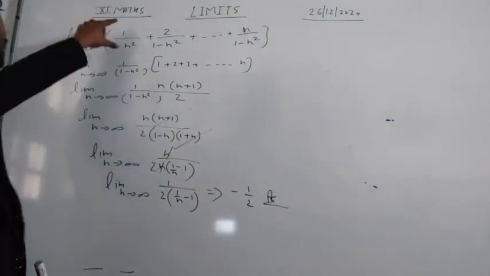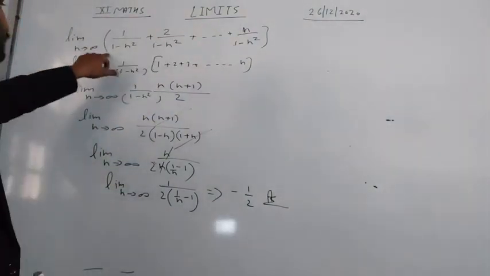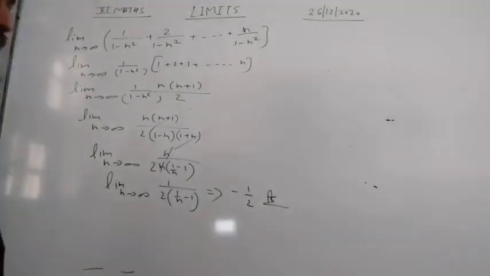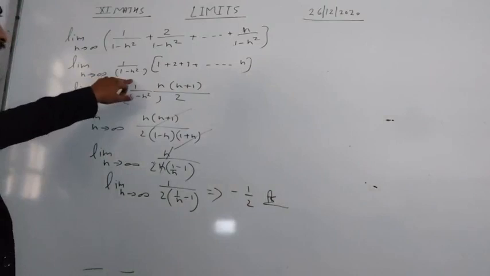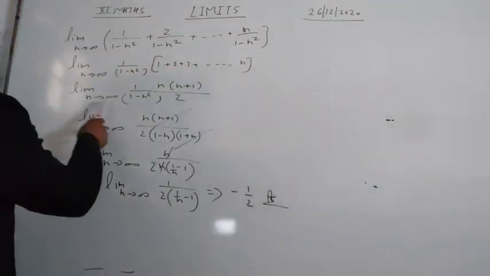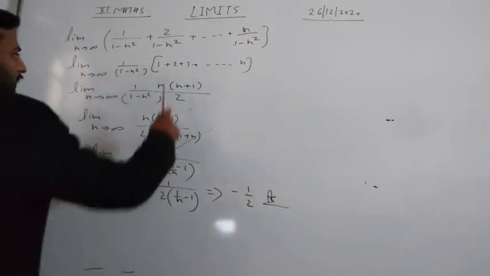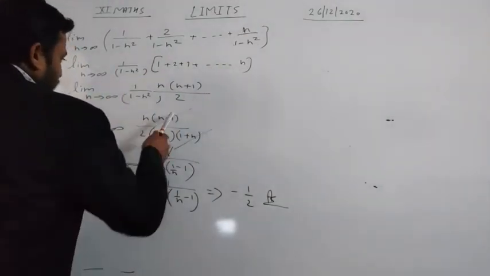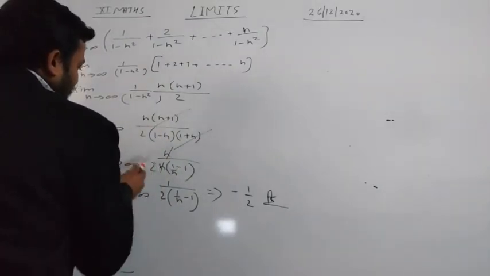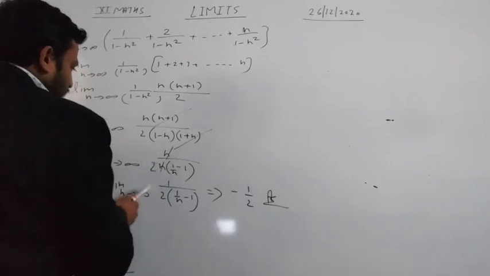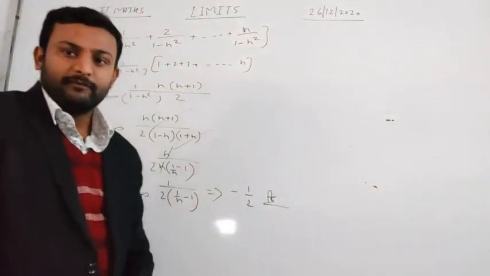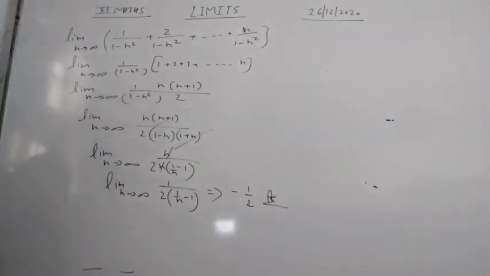Let's see once again. This is our question, and here is 1 minus n square, here is 1 minus n square, here is also 1 minus n square. So we will take 1 minus n square outside, we get 1 plus 2 plus 3 dot dot dot n. Limit n tends to infinity 1 by (1 minus n square) and n(n plus 1) by 2 we can write. So this term will be cancelled, and this is n by 2, and we are taking n outside from here, we write 1 by n minus 1. After putting the value of limit, this term will be 0, and we get minus 1 by 2. Okay, students, I hope you understand.